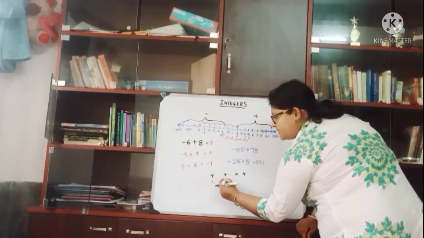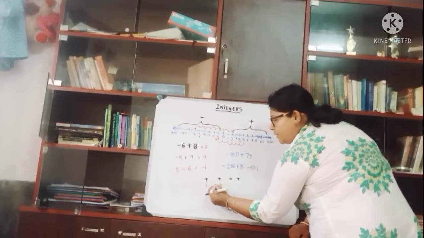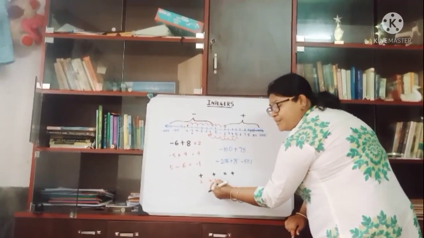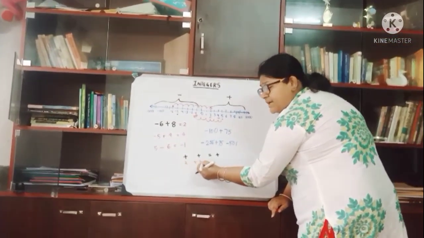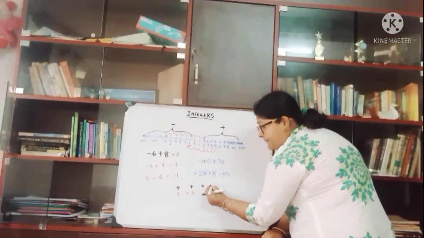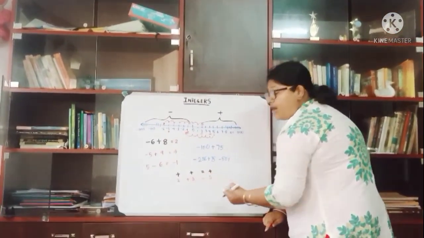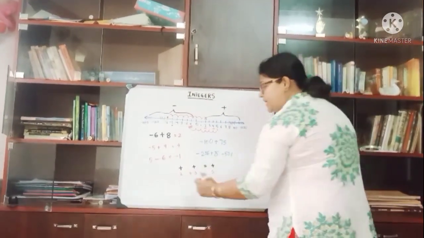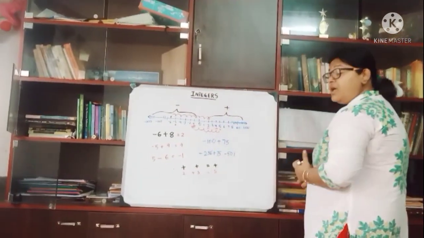2 plus 3. That means this is also plus 2, this is also plus 3. So what will be the result of the answer? It will be a plus. That means it will be a 5. This is the first rule of integers.